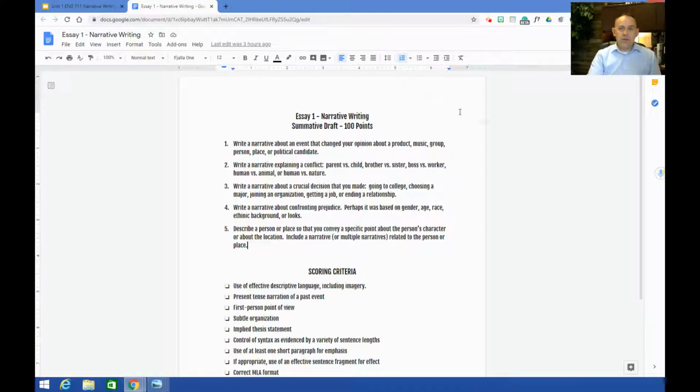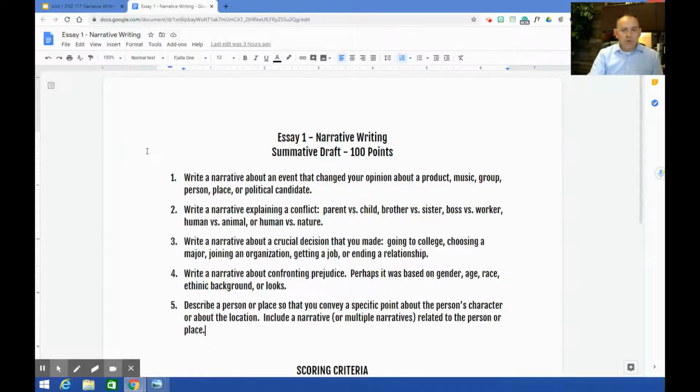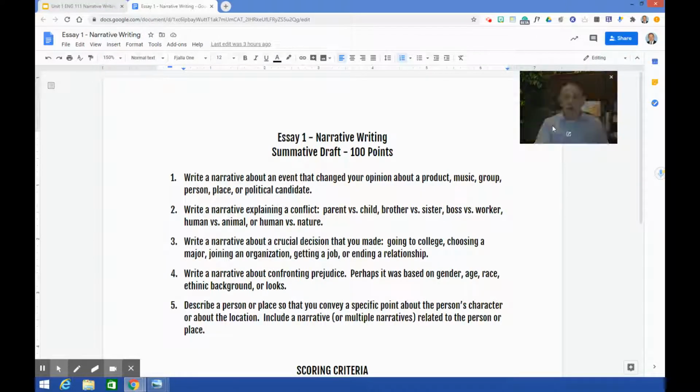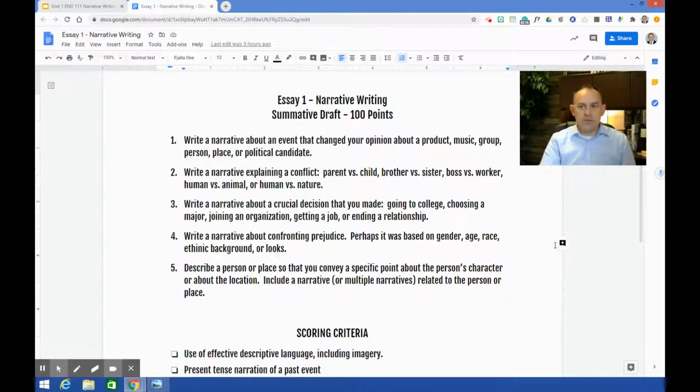So you also have in the materials section today a list of topics for you. And I know some of you have been asking me, well, what are we writing about? What's the topic? Well, here you go. Here are the writing topics for you for this assignment. So let's walk through them. Number 1, you can write a narrative about an event that changed your opinion about a product, a music group, a person, place, or political candidate.